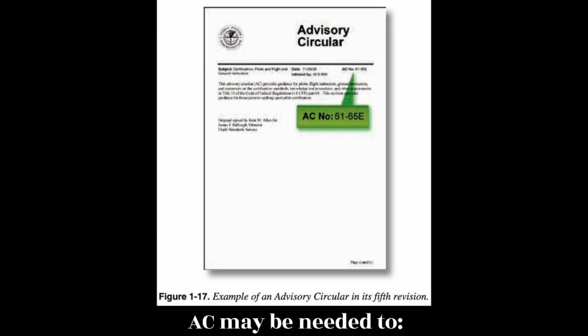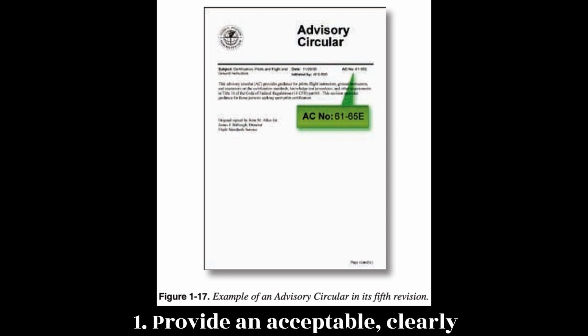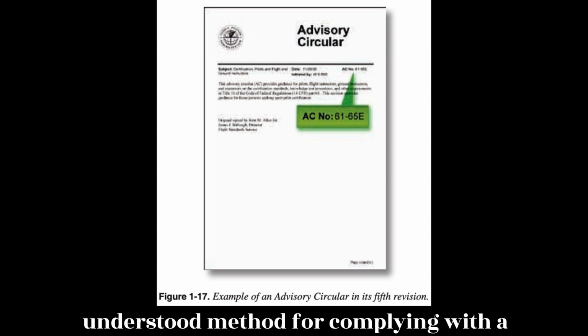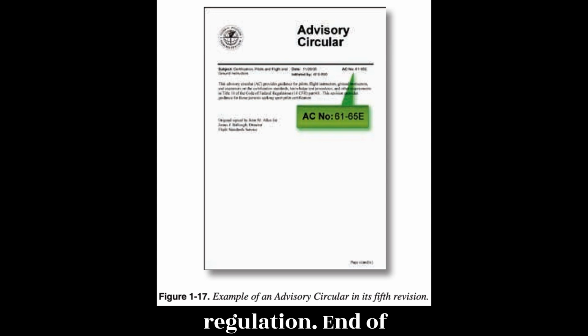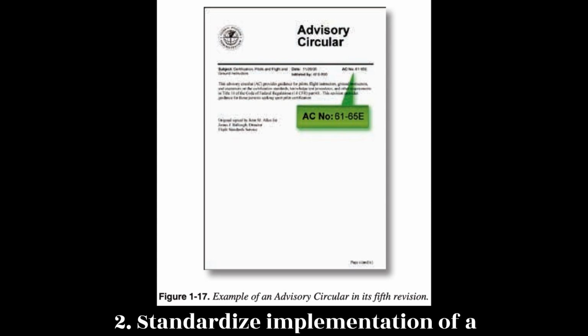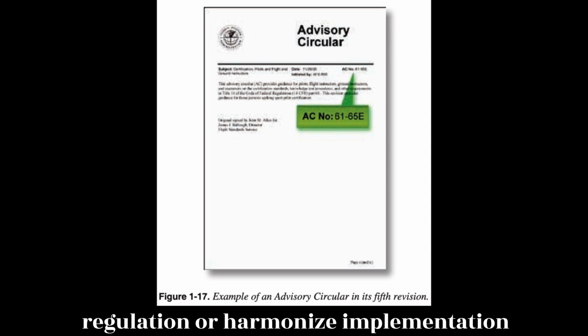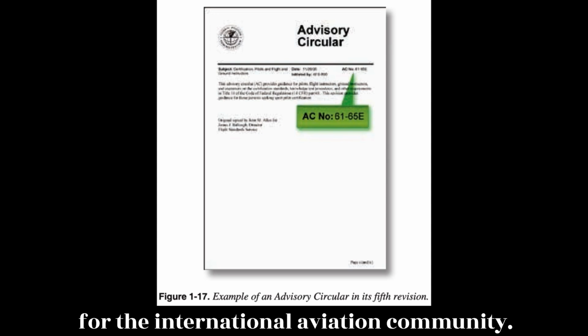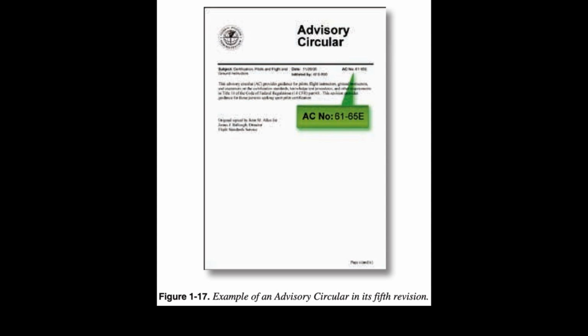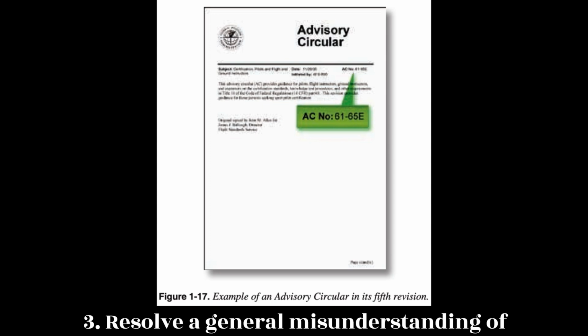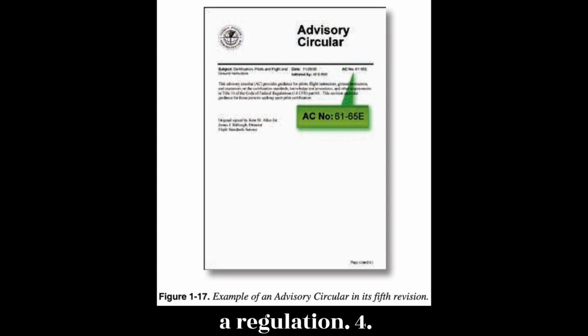An AC may be needed to: 1. Provide an acceptable, clearly understood method for complying with a regulation. 2. Standardize implementation of a regulation or harmonize implementation for the international aviation community. 3. Resolve a general misunderstanding of a regulation.